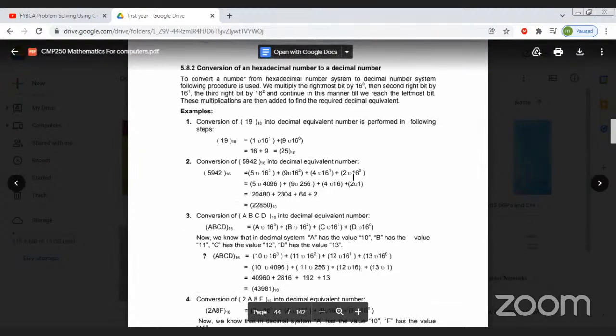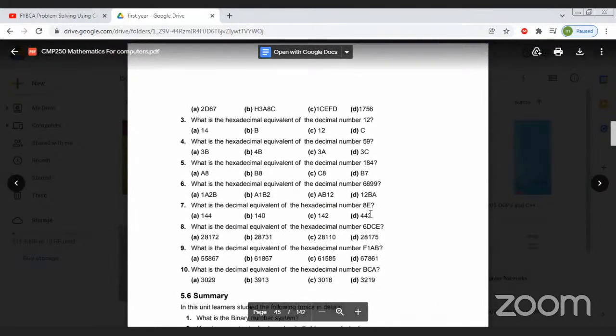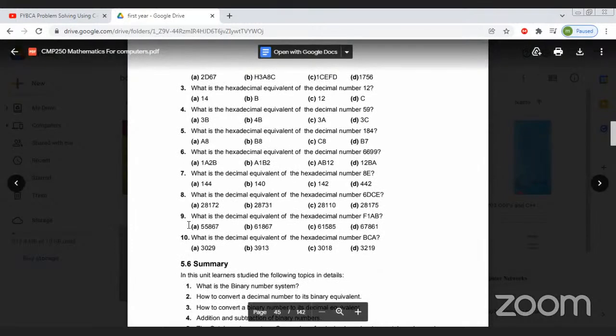So the method which we use is the same for everyone. Now let's take conversion of hexadecimal to decimal. Which number? Let's take 8E. So 8 is multiplied by 16, plus E. E stands for what? F is 15, so obviously E is 14, into 16 raised to 0. 16 raised to 1.